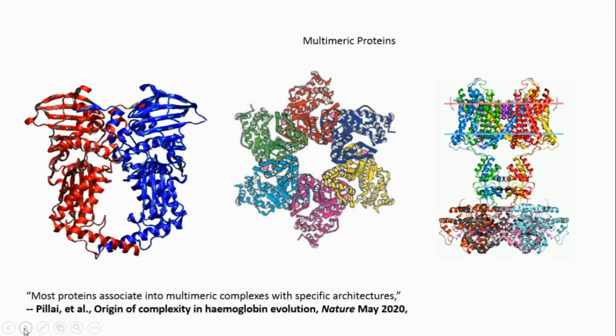Here are multimeric proteins, and I'll explain what multimeric proteins are. Most proteins associate into multimeric complexes with specific architectures. That's from a recent article in Nature. A multimeric protein is actually a complex of multiple polypeptides to make a functional system. So actually it takes sometimes more than one copy of a polypeptide.